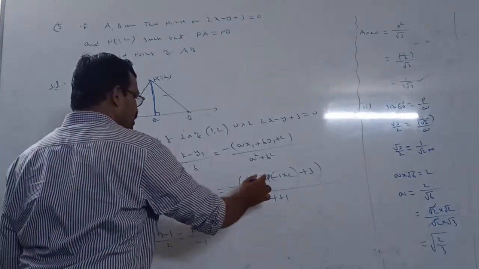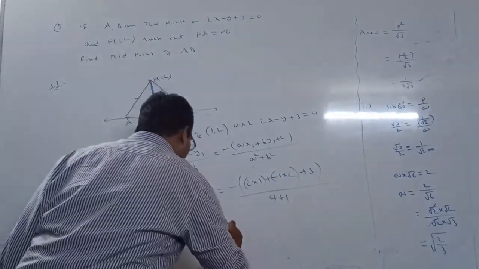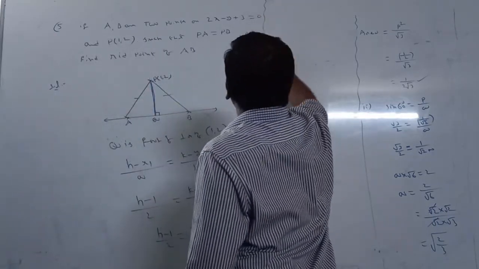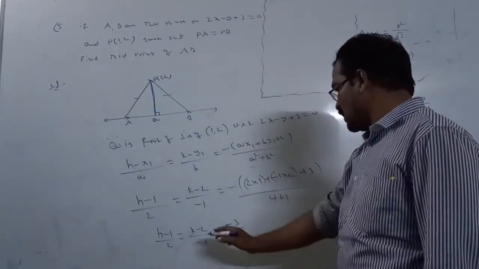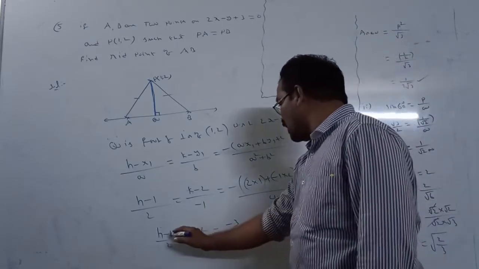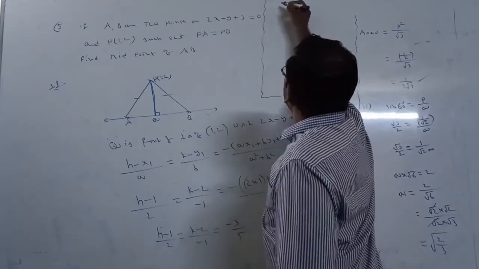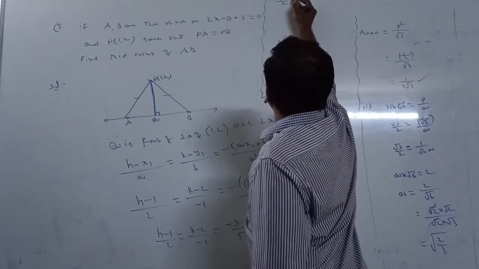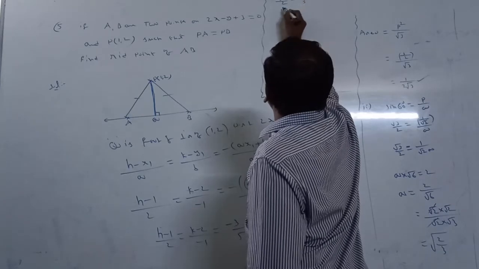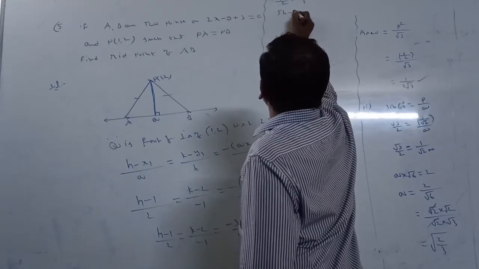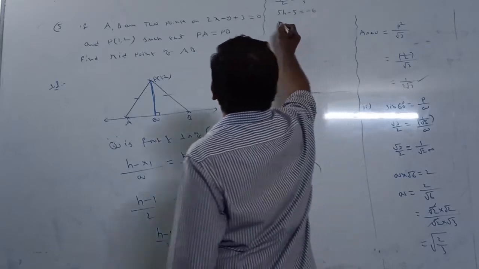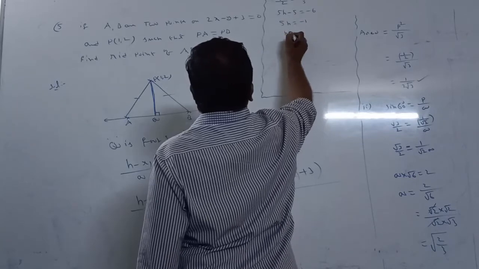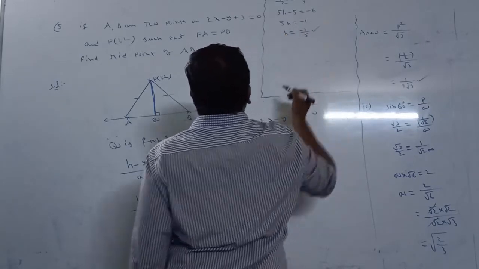So obviously this is h minus 1 by 2, k minus 2 by minus 1. This is plus 2 minus 2 cancel, 3 by 5, minus 3 by 5, and solve. You get h comma k. So I am equating 1 and 2. H minus 1 by 2 equal to minus 3 by 5. Do cross multiplication. 5h minus 5 equal to minus 6. 5h equal to minus 6 plus 5, minus 1. H equal to minus 1 by 5.